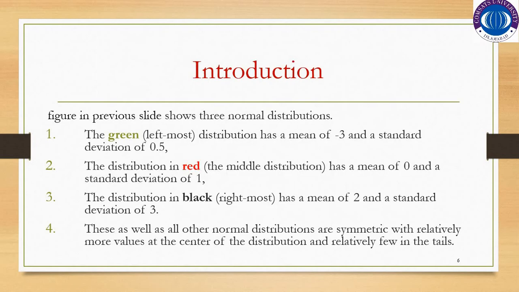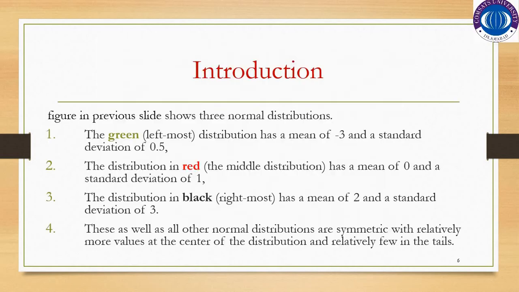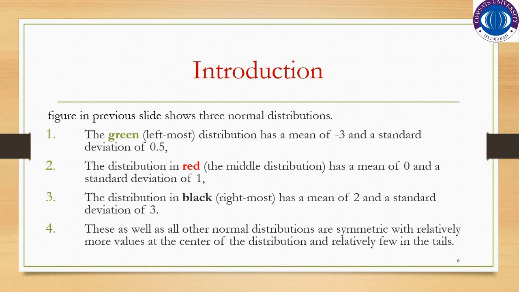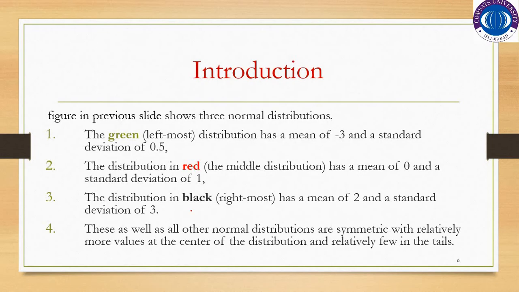What this figure is saying is that the green, leftmost distribution has a mean of -3 and a standard deviation of 0.5. In case of the red, the middle one, it has a mean of 0 and a standard deviation of 1. The distribution of the black, the rightmost, has a mean of 2 and a standard deviation of 3.